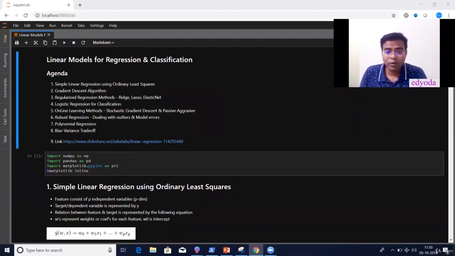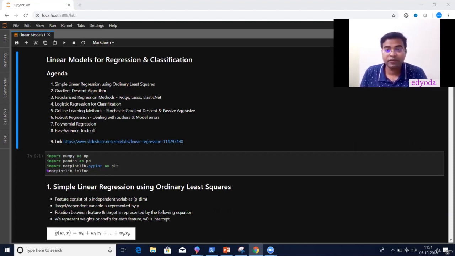Today we'll be discussing linear models for regression and classification. The agenda is as follows. First of all, we'll understand simple linear regression using the ordinary least squares method, the gradient descent algorithm, the math behind it, regularization techniques like ridge, lasso, elastic net, logistic regression for classification, online learning methods, stochastic gradient descent and passive aggressive, robust regression, polynomial regression, and the bias-variance trade-off.